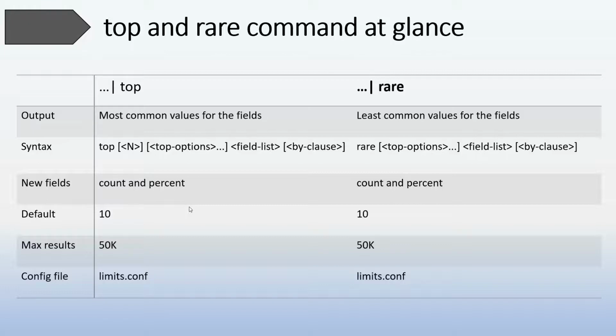So the default value for top and rare, default value meaning the number of results to be returned, is 10 when we use this command, and the maximum result is 50,000, and it is for both. So if you want to configure this kind of setting, like max results, we have a limits.conf file. We should not modify the limits.conf from the Splunk home default directory. Instead, we should configure or modify it from the local folder of the Splunk directory. So let's move to the demo.